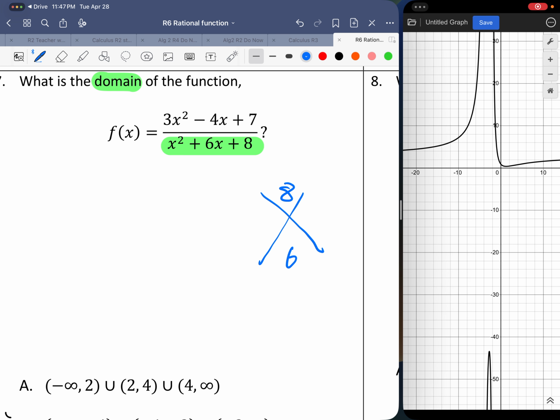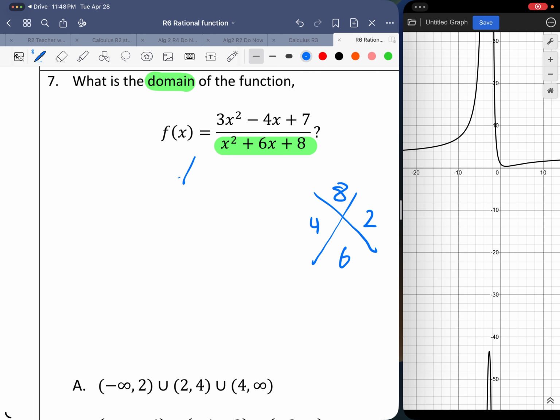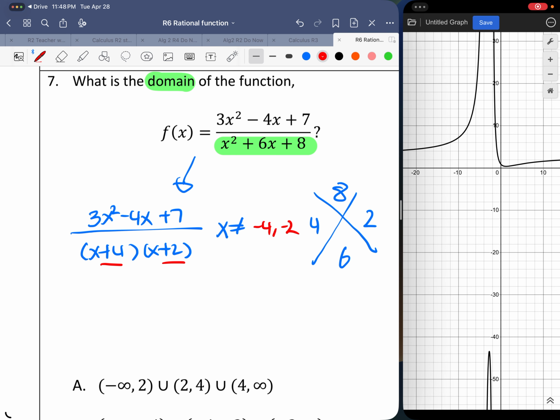So what are the two number combination that can give you this? These are going to be 4 and 2, because 4 times 2 gives you 8, and 4 plus 2 gives you 6. So we don't really care about the top number, okay? We really care about only the bottom number. So it's going to be x plus 4, x plus 2. I'm pretty sure you remember this, where x cannot be equal to the opposite of these numbers, which is -4, -2.